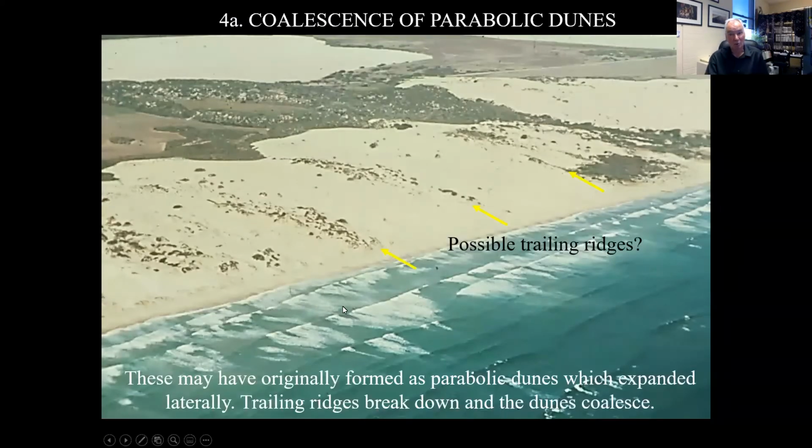So then number 4, or 4A, is coalescence of parabolic dunes. I look at this picture of Andy Short's and go, well, maybe those were parabolic dunes once, which expanded laterally as they expanded downwind, and the trailing ridges were slowly destroyed and broke down, and the parabolic dunes are joining up together to make a transgressive dunefield.